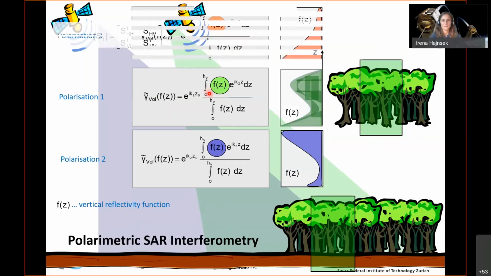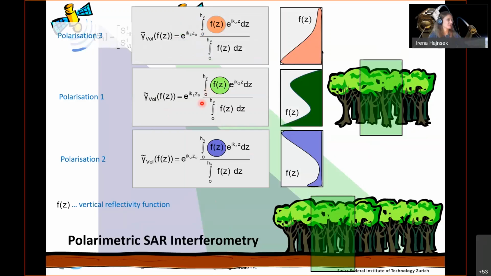Sorry, I was displaying also that is visible. I don't know why only half of the image was displayed. Now you see the whole part. So let us consider to have a certain kind of polarization where we have a certain f of z distribution, so the vertical function distribution in terms of intensity. Then we see in this example we have very strong or high contribution from the upper part and from the stem part.